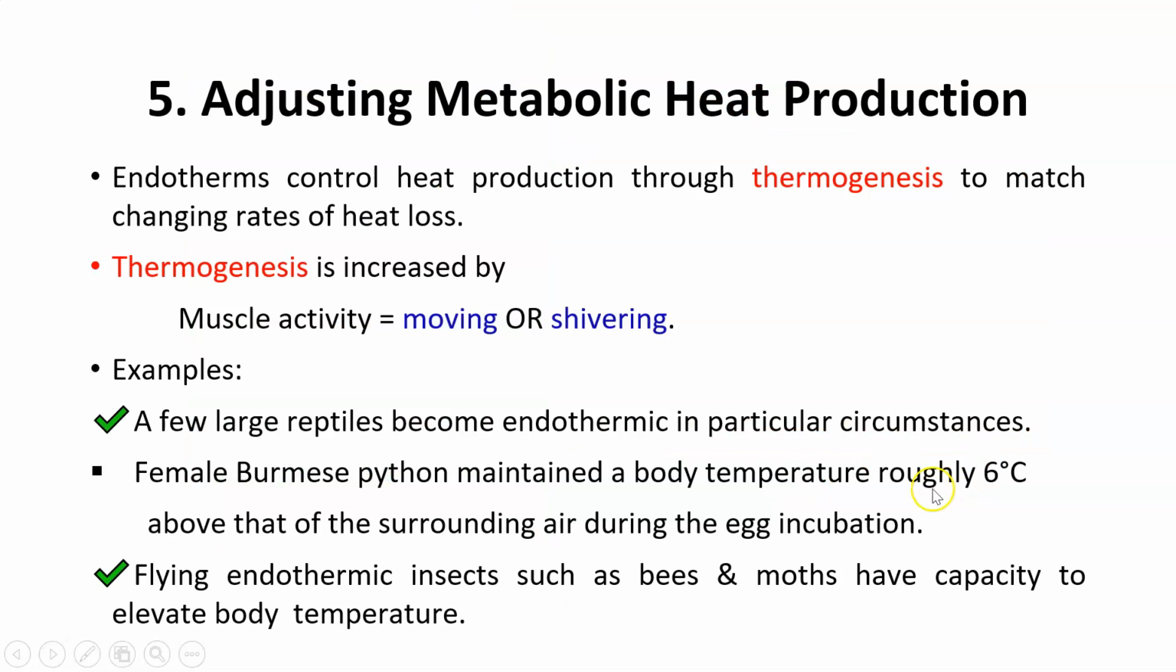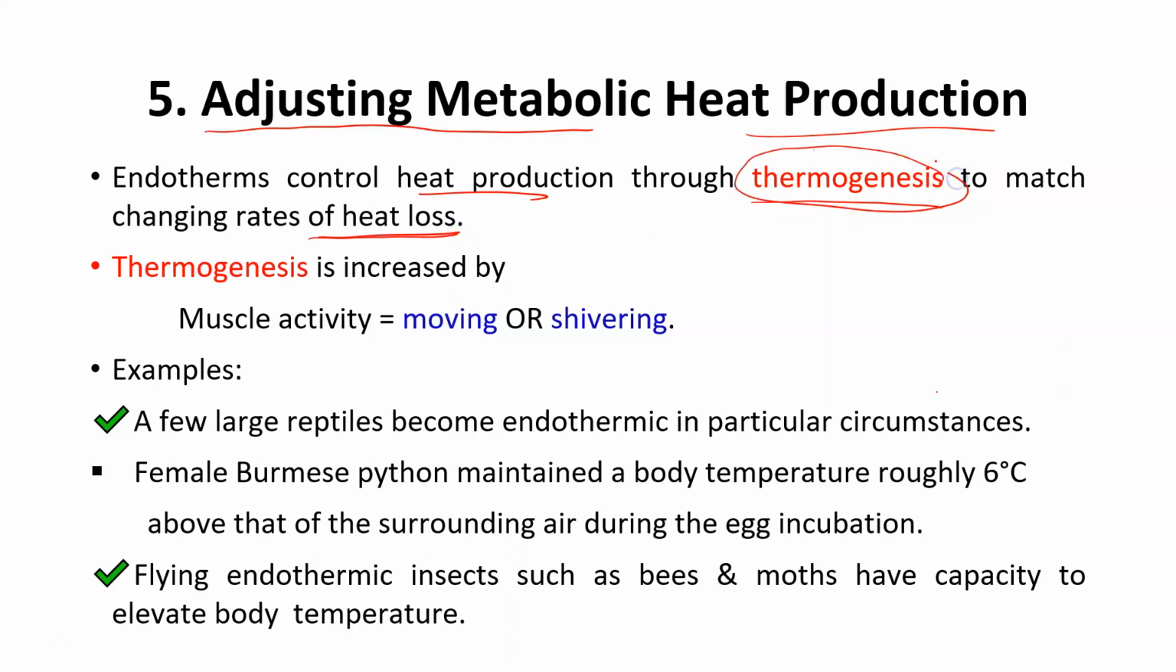Okay, so the fifth adaptation to maintain heat gain and heat loss for animal is adjusting metabolic heat production. Okay, so endotherms control heat production through thermogenesis to match changing rate of heat loss. Okay, heat production and heat loss akan maintain through thermogenesis. So thermogenesis is increased by muscle activity, moving or shivering. Okay, so that is thermogenesis.